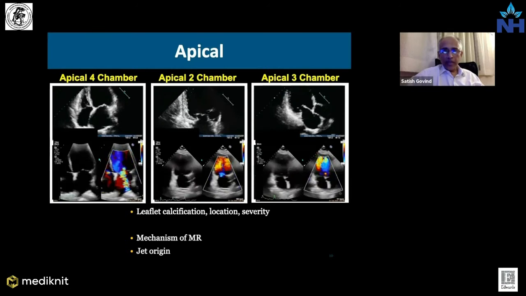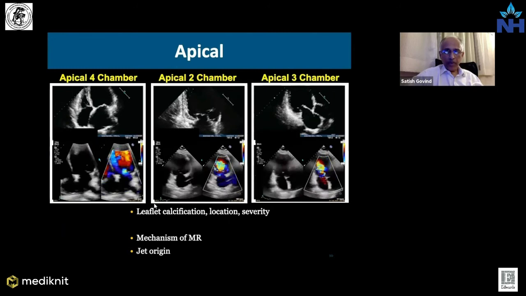Next is to look at the apical views. In the apical views, again, we have to go through the sequence of looking at calcification, location, and severity. By this time, we have a fair idea of whether the calcification is there or not, and the location and the severity. But we have to go through these various views to get a complete picture.